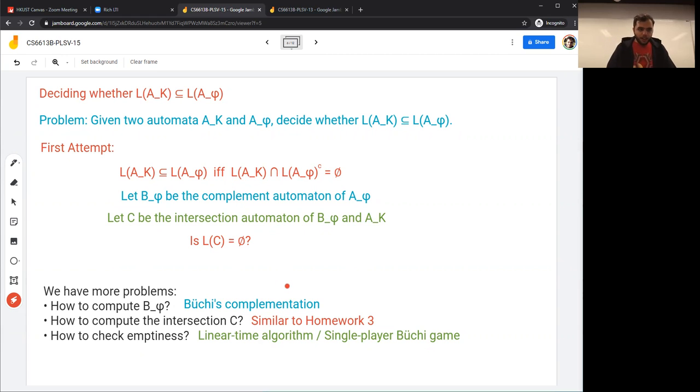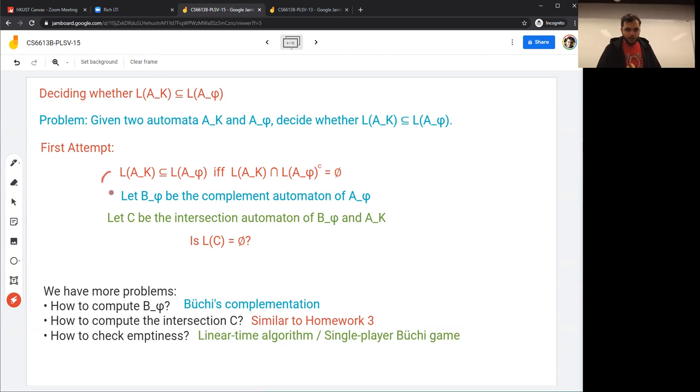Now, what was the question that we had? The question was whether this thing is empty. So our question is basically emptiness checking on this automaton C. Does C accept something or does it accept nothing? We just want to do emptiness checking.